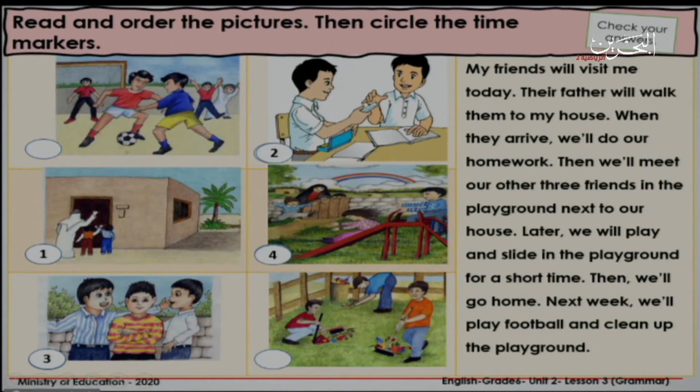In which picture you can see the boys playing football? This is number 5. And clean up the playground. This is the last picture, of course. You can see the kids are cleaning the playground. Very good. Now, let's move on and circle the time markers. Today, then, later, then, next week.